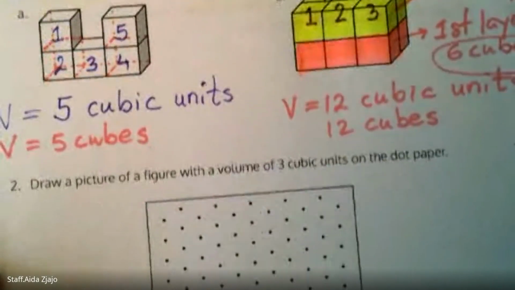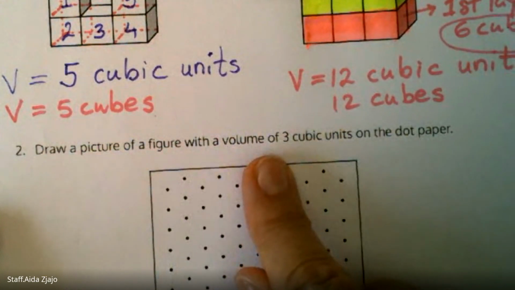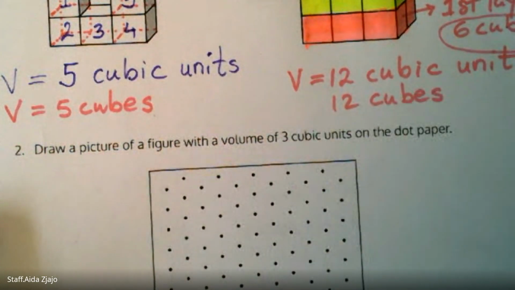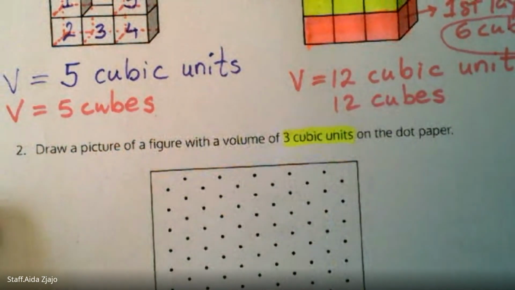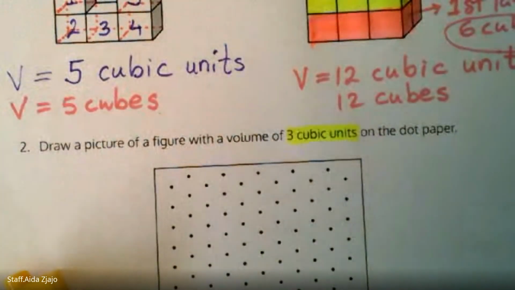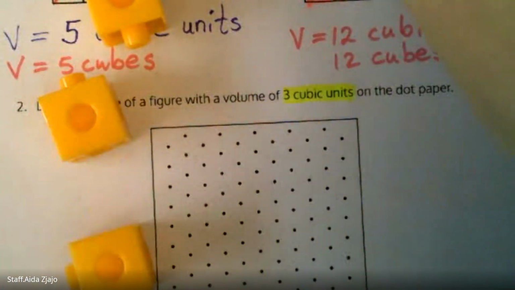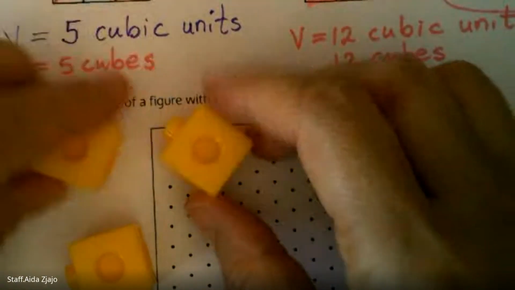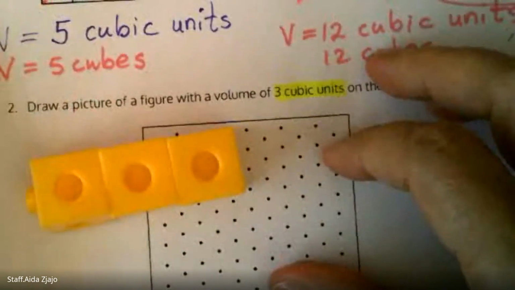Next, draw a picture of a figure with a volume of 3 cubic units. So there are different possibilities. If you think about 3 cubic units, here is 1 unit, 2, 3. So if we have these 3, I can put them in one way. So that's the one way.